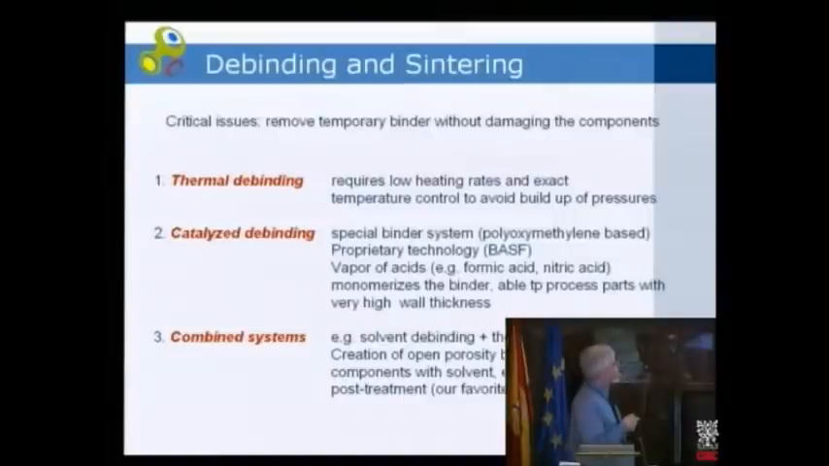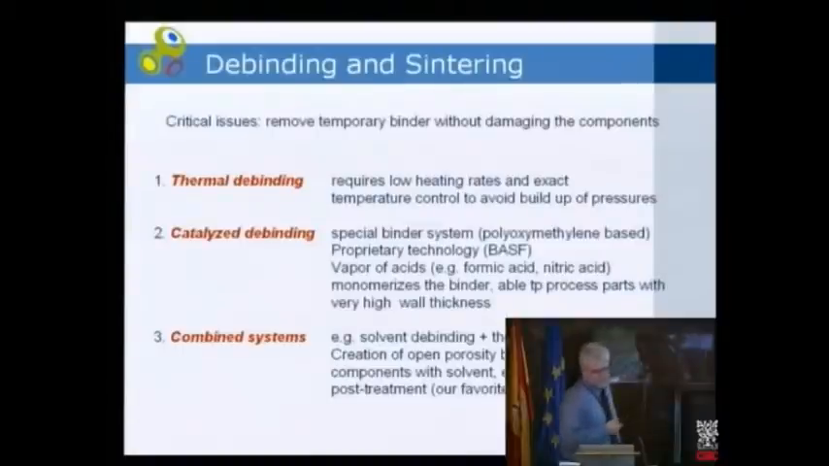What was invented some years ago by BASF was a special binder system based on polyoxymethylene. This is polymeric formaldehyde. And this polyoxymethylene is then decomposed by some acids which are added in the vapor. So then you just monomerize the polyoxymethylene, and from the debinding standpoint, it's a very elegant process. You can produce very thick walled materials because the debinding fronts just run from the outside to the inside, and it's quite easy to debind thick wall parts. The problem is these acids. If it's formic acid, it's okay. In some cases, it's nitric acid in some of these binder systems, which have to be combusted afterwards, so you have to have some special furnaces.